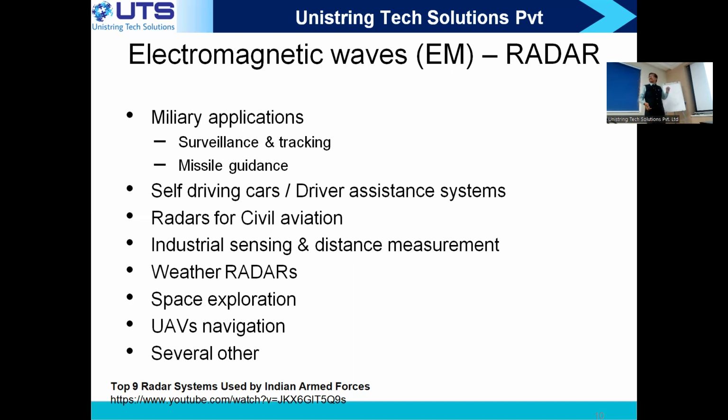Then radars for civil aviation. Yes, all your aircraft landing guidance is connected with radar. If you have seen that rotating radar at our Shamshabad airport, that is a rotating secondary surveillance radar, and a primary radar. They're required. Civil aviation, industrial sensing, distance measurement. A lot of industrial sensing and distance measurement goes with these ultrasonic radars.